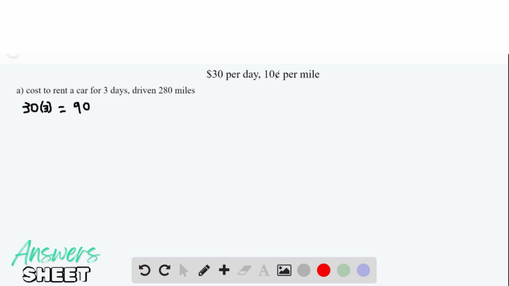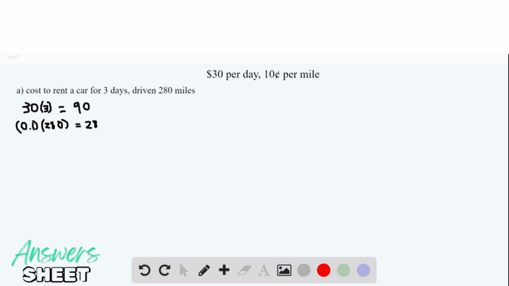Then we're going to calculate the price for the mileage that we're putting on the car. So we know that it's 10 cents a mile, and we're going to convert this to dollars so that everything is easier. So we're going to say $0.1, since that's equivalent to 10 cents, per mile times our 280 miles driven. This is for the same reason as multiplying the $30 per day times our 3 days. We're also multiplying our 10 cents per mile times 280 miles. And that gives us a total of $28 for the mileage.